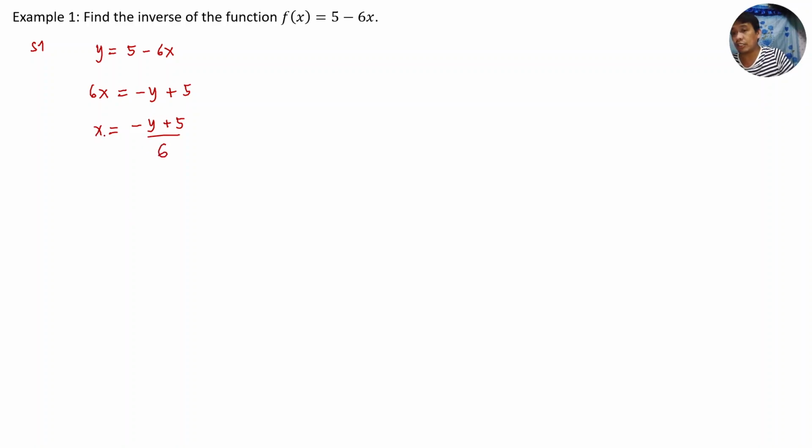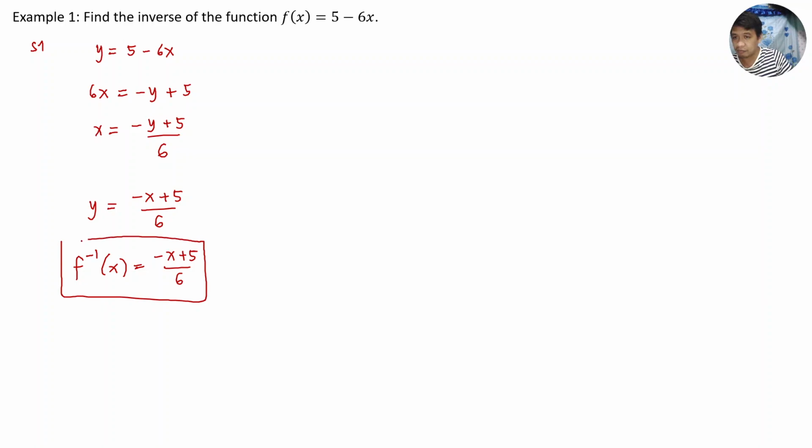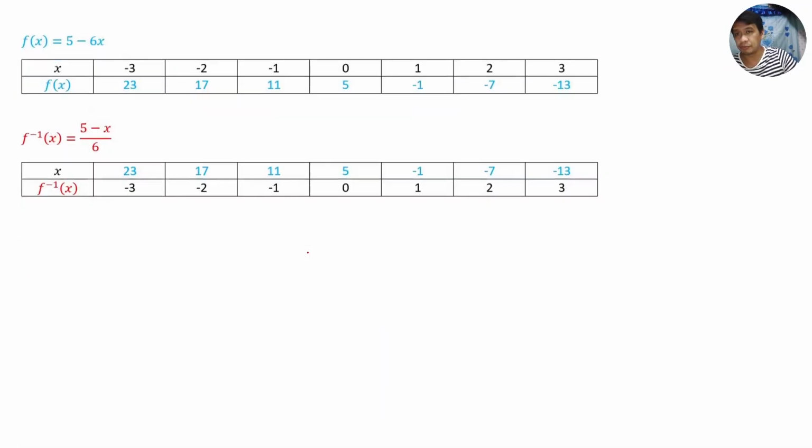Then we need to interchange x and y. So this x becomes y, and that y becomes x. So the resulting function, the inverse of the given function, is negative x plus 5 over 6. That is the inverse of the function. So let us try example number 2.